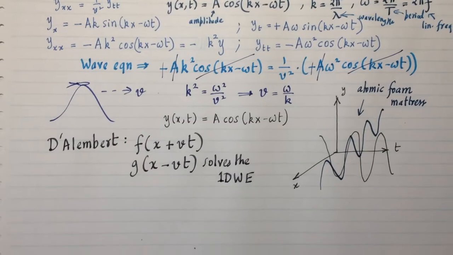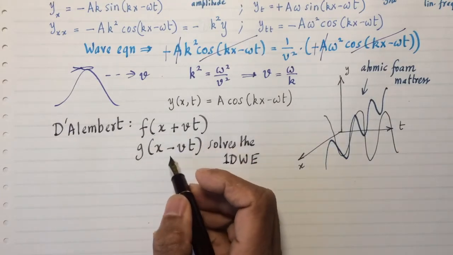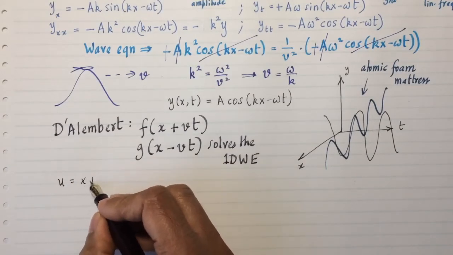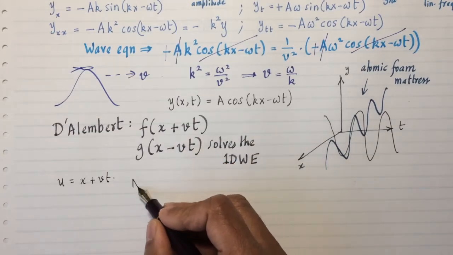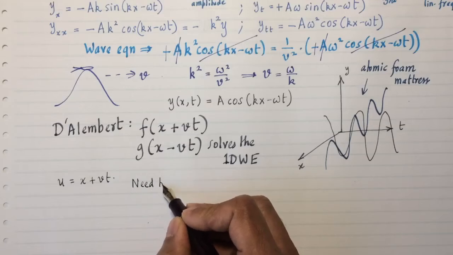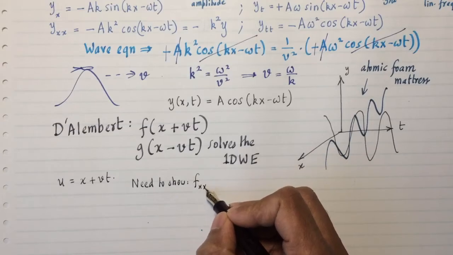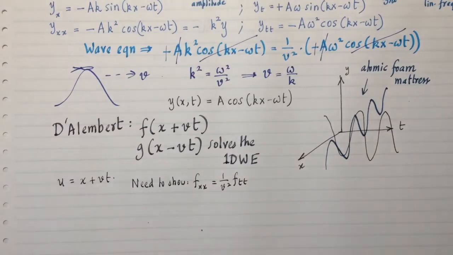One way to show that it's true is to use a change of variables. Let's do it for f of x plus vt. The proof for g of x minus vt is the same. Let u be equal to x plus vt. Then we need to show that it satisfies the wave equation. So we need to show that f_xx is equal to 1 over v squared f_tt. If we do that, we have proved D'Alembert's theorem. Well, at least one half of it. The other half is exactly the same.